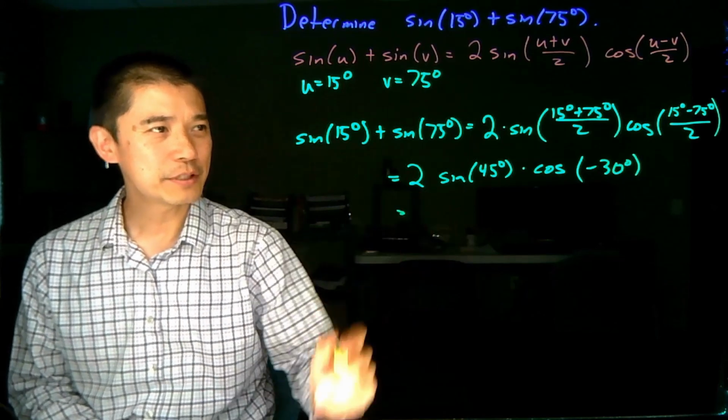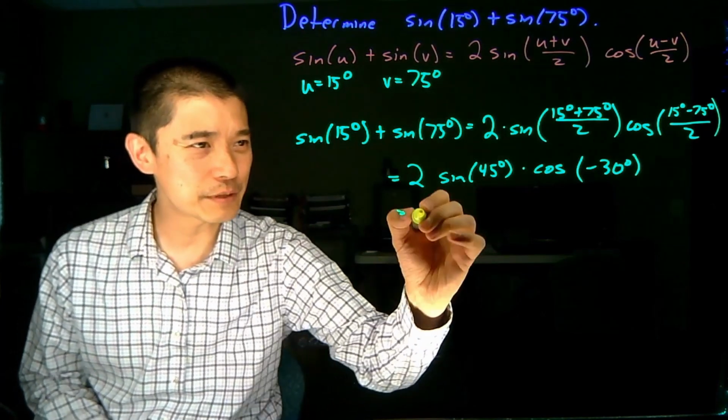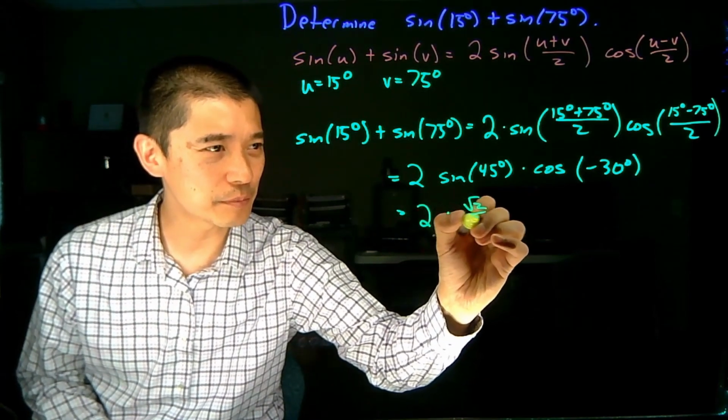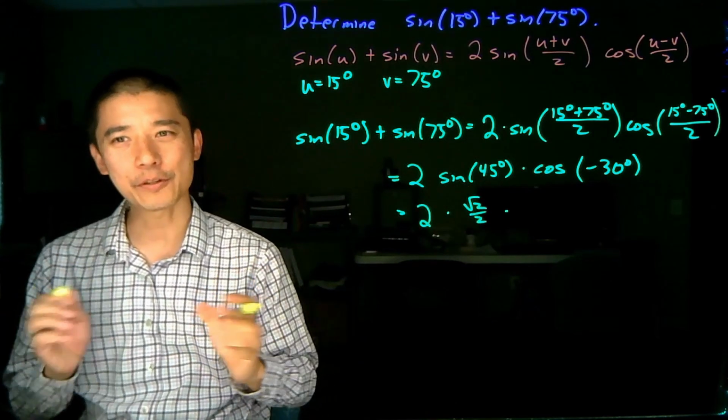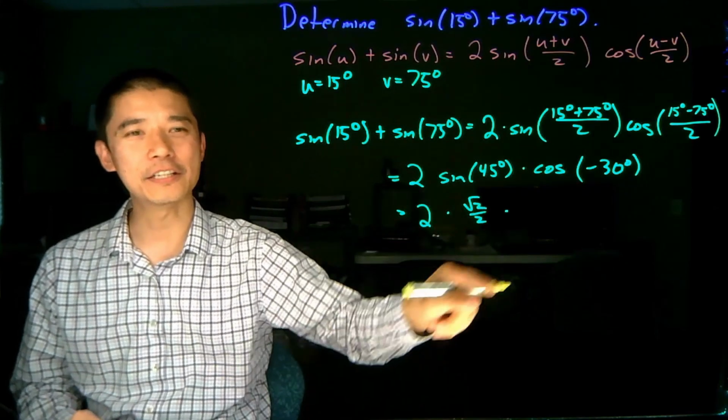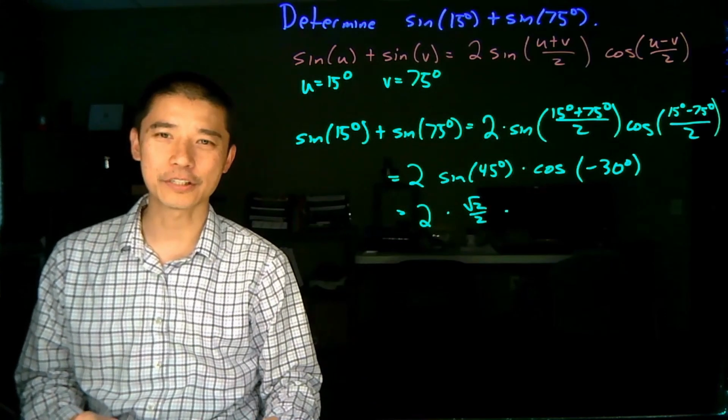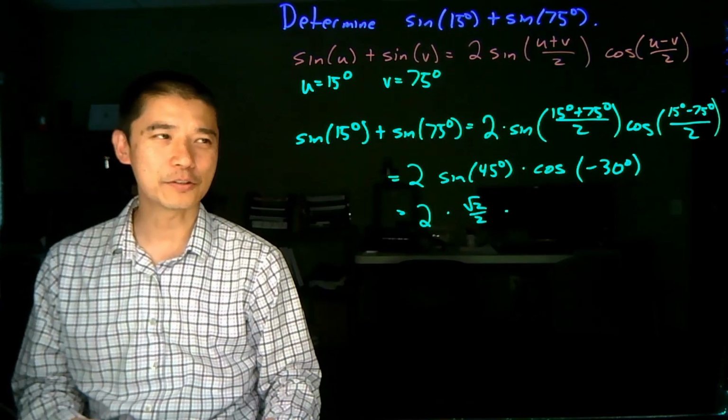All right, well, now we think. Sine of 45 degrees, well, that one's not too bad. That's root 2 over 2. That's a memorized value. Times cosine of negative 30 degrees. A couple different approaches. We can use the negative angle identity to write this as just cosine of 30 degrees. Alternatively, we can think about the unit circle.